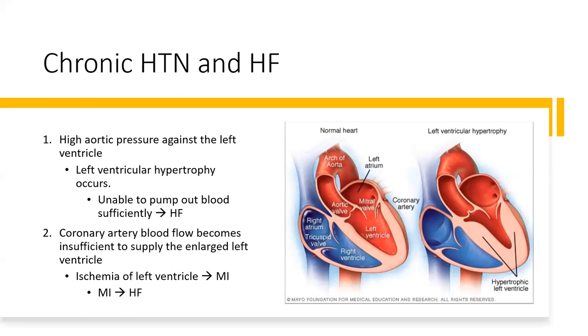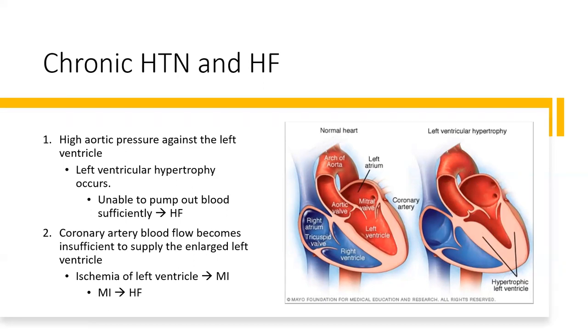So with your chronic hypertension and heart failure, high aortic pressure against the left ventricle causes that left ventricular hypertrophy to occur, which is unable to pump out the blood significantly, which leads to heart failure. So like I said, it causes this pressure here to push against this left ventricle. Since this is a muscle, this muscle is becoming bigger. So it becomes hypertrophic. And when it becomes hypertrophic, it's not able to pump out blood the way it should. And when it's not able to pump out blood the way it should, we're seeing those manifestations of heart failure.